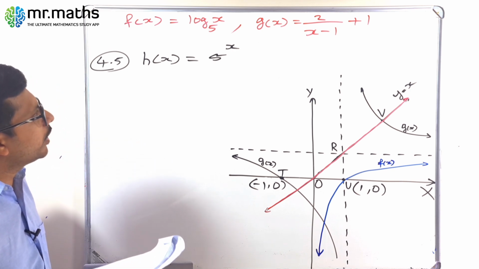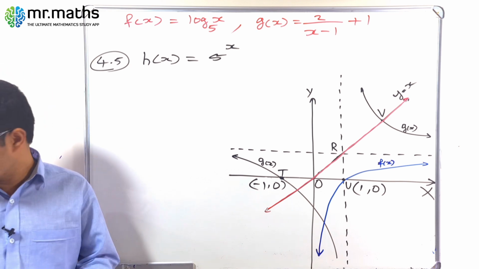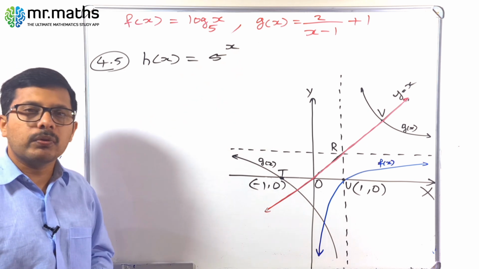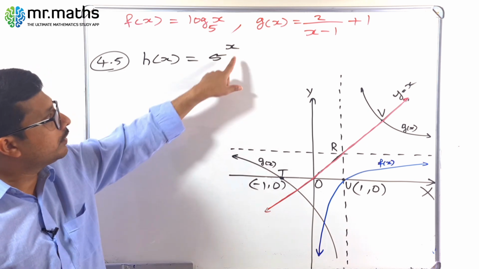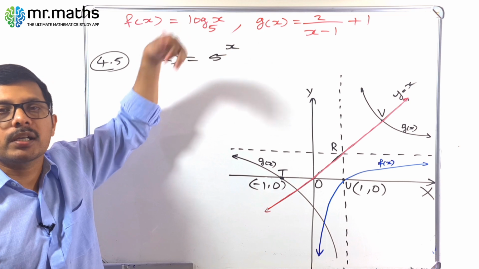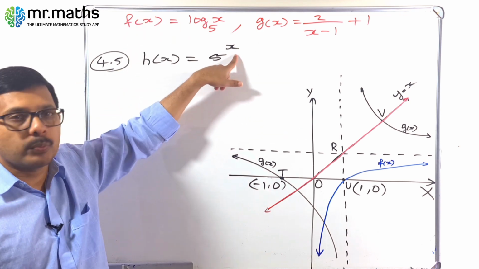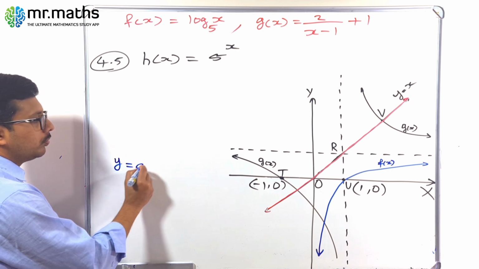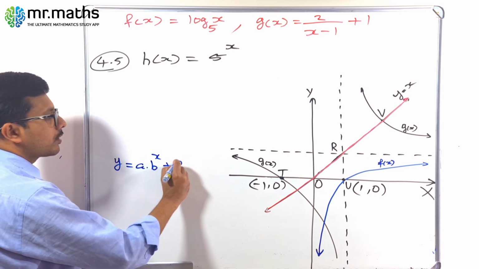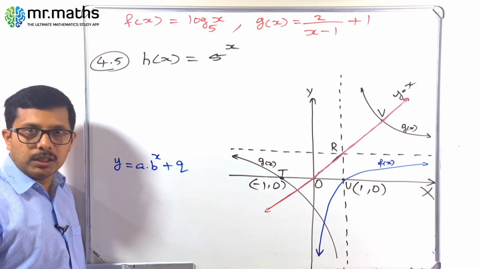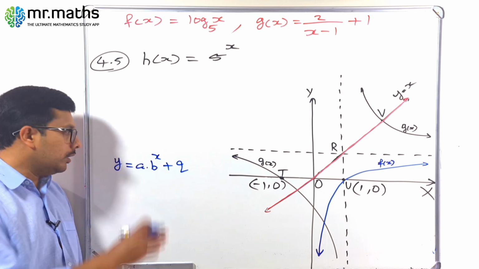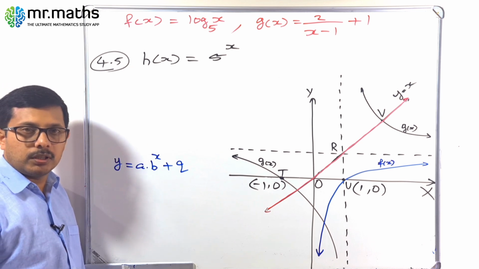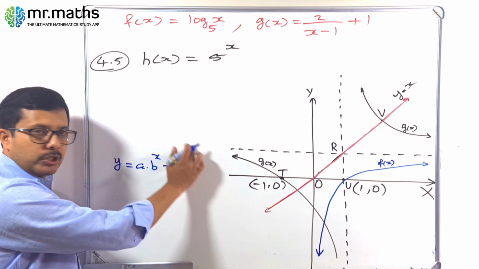Okay, so before I go to that question, let me ask you something. What type of graph is this, 5 raised to x? Here you can see that the variable is as a power or as an exponent. So this is an exponential graph. What is the general equation of an exponential graph? Y is equal to a into b raised to x plus q. This is the general equation of an exponential graph. So in this exponential graph, what is the equation of the asymptote?